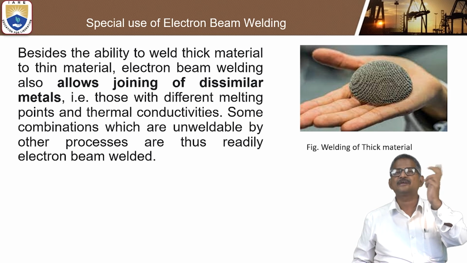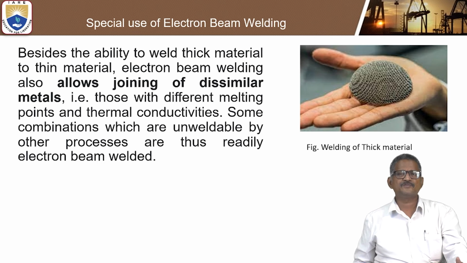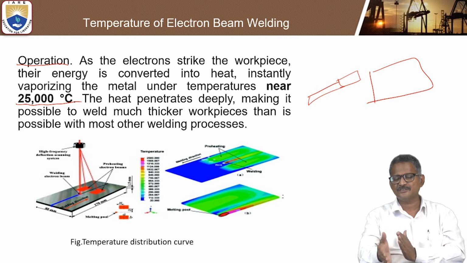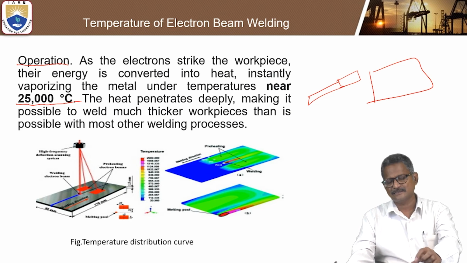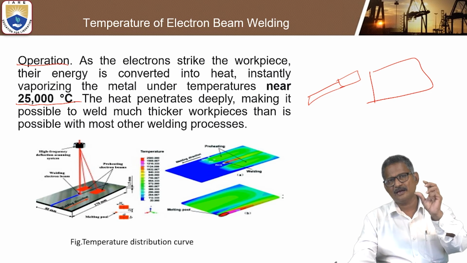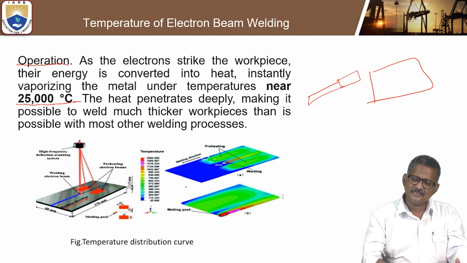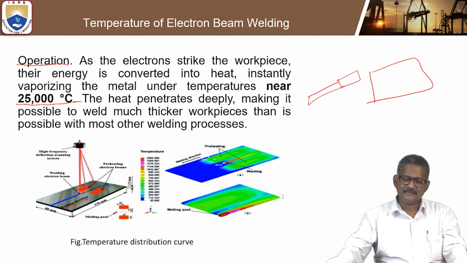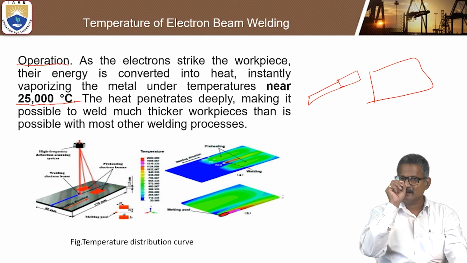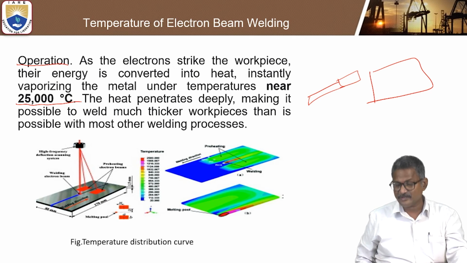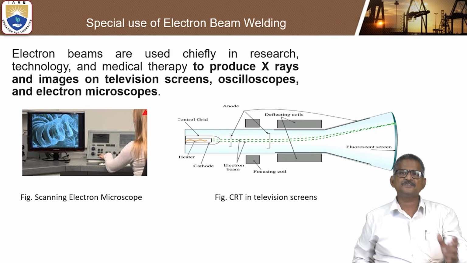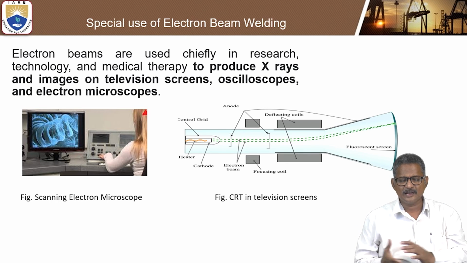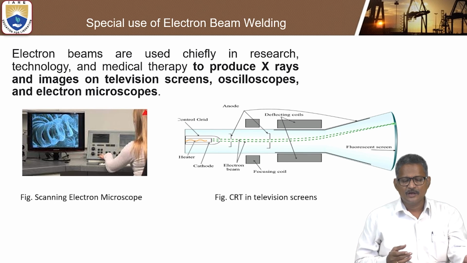Especially thick material is preferred for this electron beam welding. And here the temperature is 25,000 degrees centigrade. That is why you should do an ANSYS analysis, taking one high thickness material, to see the variation of the temperature by giving a cooling. The blue, parrot green and red show that red is the very high temperature that can be easily generated. And this is a special use in things such as television screens, oscilloscopes, and the SEM, scanning electron microscope.